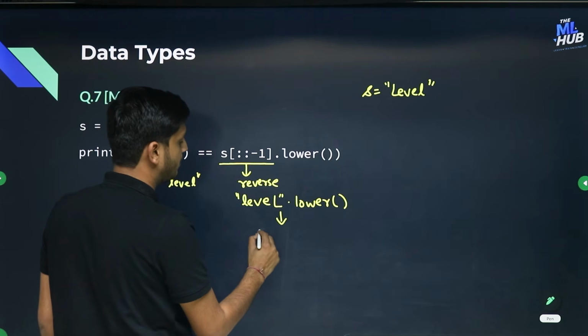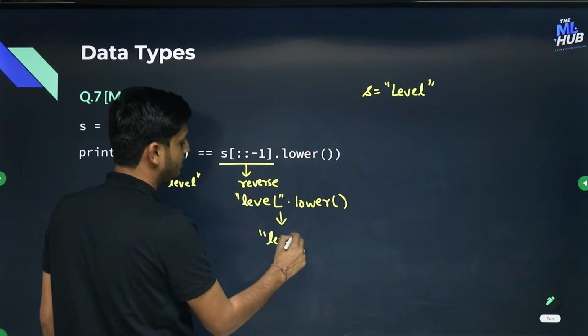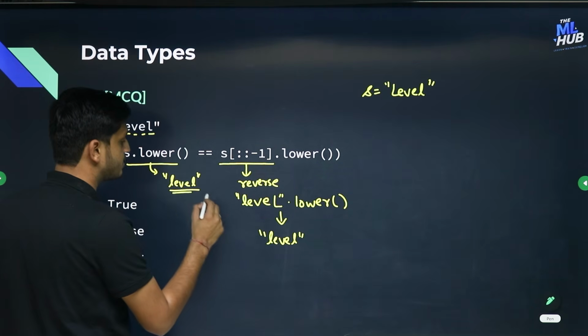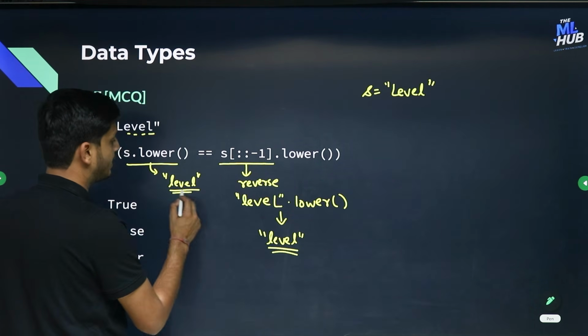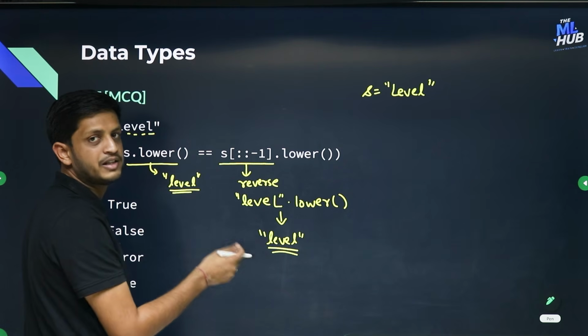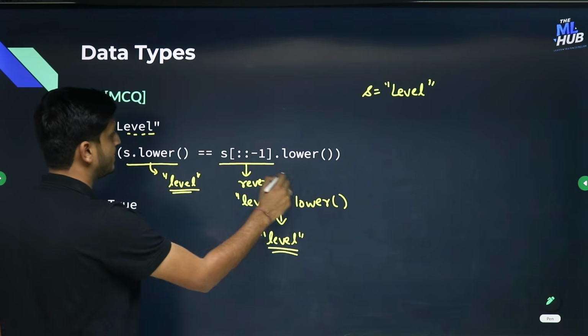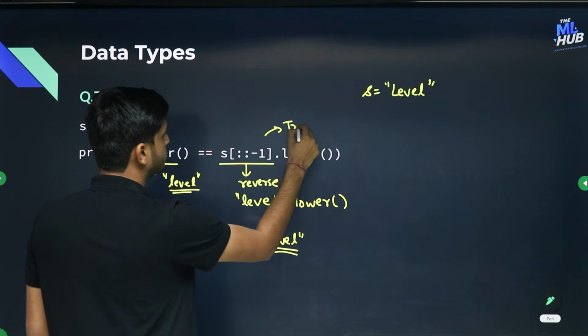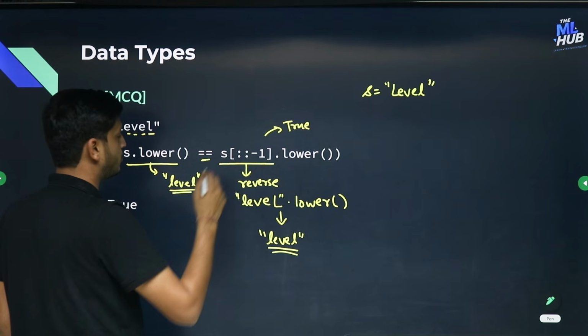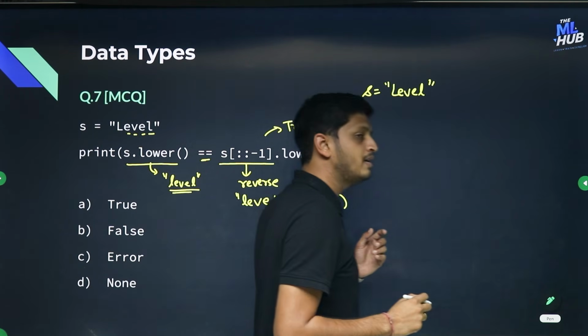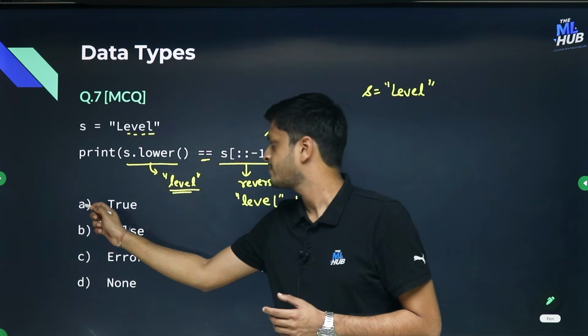Which means it will again become L-E-V-E-L. So this string is also level and this string is also level. And we are comparing, are these two strings equal? They are equal, they are exactly the same. And hence this entire expression will become true. This comparison operator will return true. So when you print it, the answer will be true, which is option A.